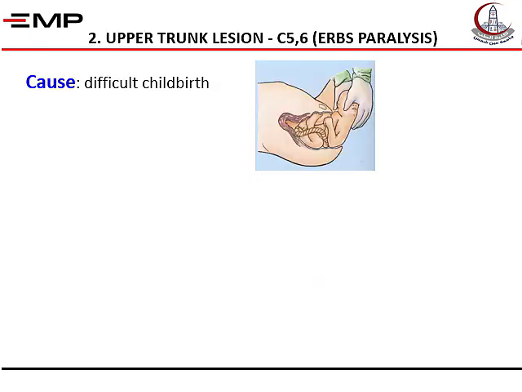Now we will describe the lesions of the trunks. We have upper trunk lesion and lower trunk lesion. Upper trunk lesion is called Erb's paralysis. It occurs during delivery of the child.